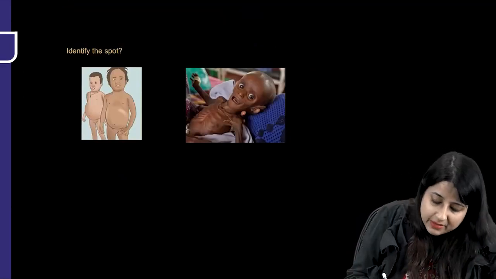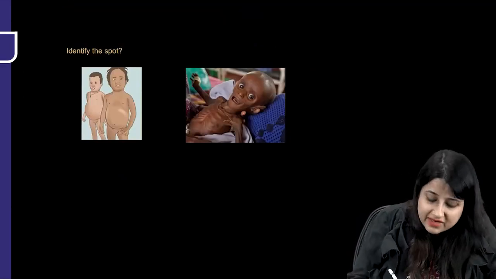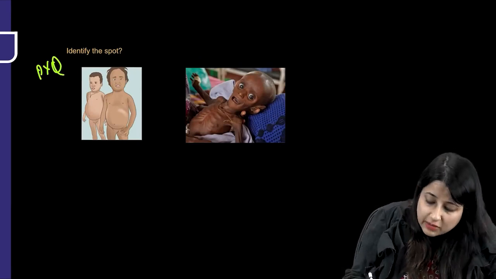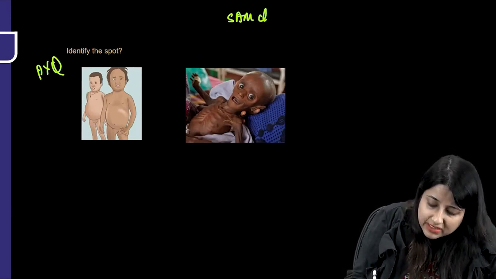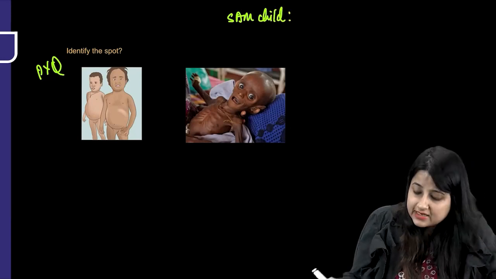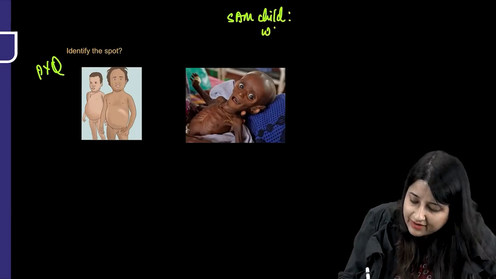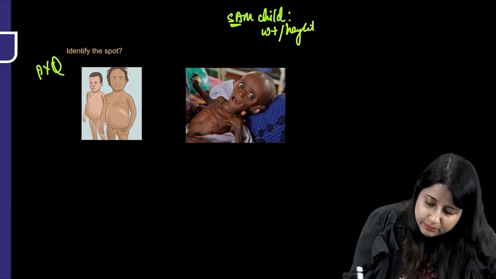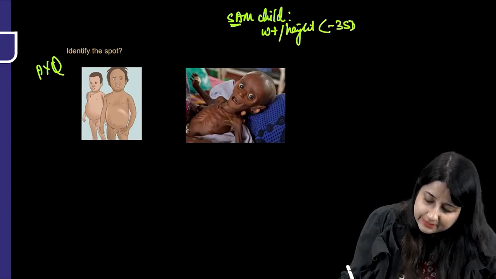Now always remember, what are these images? They are very, very famous PYQ. These are manifestations of a SAM child. Now when do you call someone a SAM child? Severe acute malnutrition child. So like we said, you have to take acute. So weight for height is below -3 SD.